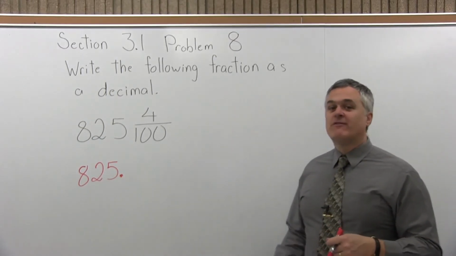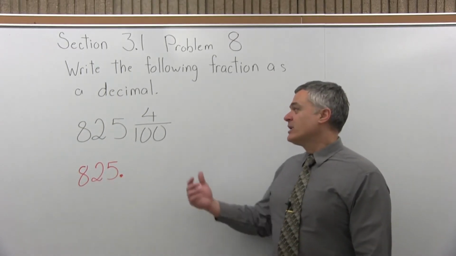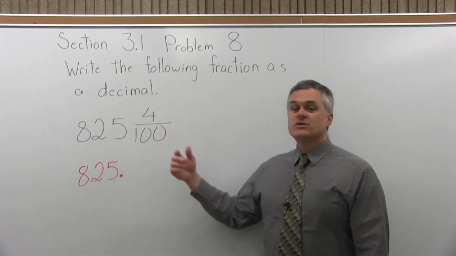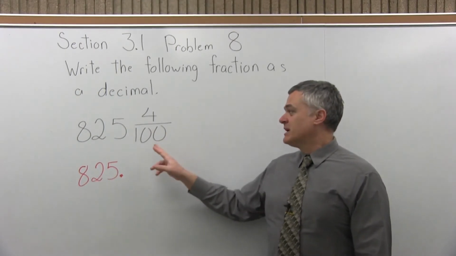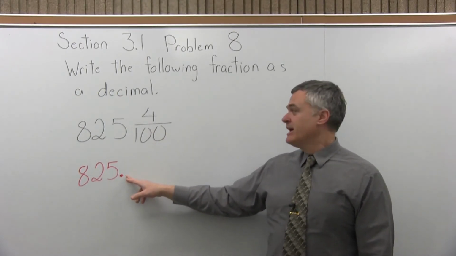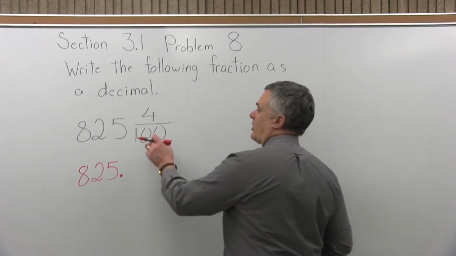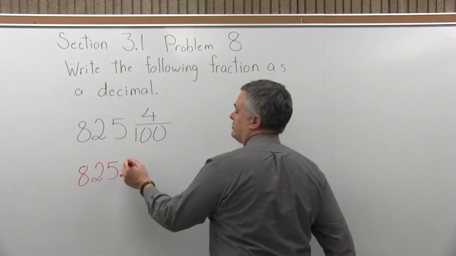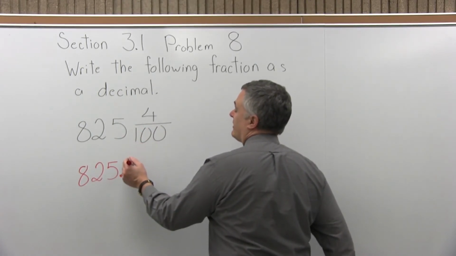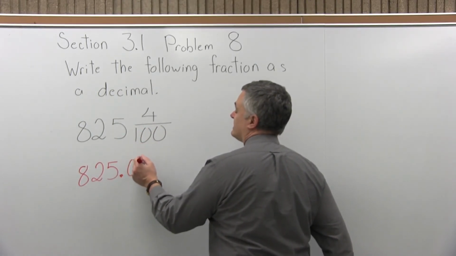After the decimal, we'll have a 4, but we have to write the 4 with an extra 0 in front of it. You should have as many places after the decimal as there are zeros in the denominator of the fraction. The 100 in the denominator has 2 zeros, so we should have 2 places after the decimal.